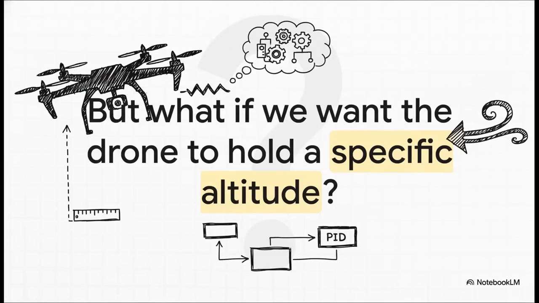Now, this is all great for basic movements, but what if our goal is precision? What if we want the drone to fly to exactly 1.5 meters and just stay there, no matter what, even if a gust of wind comes along? Well, just telling it what to do isn't going to cut it. For that, we need to give our drone a brain.